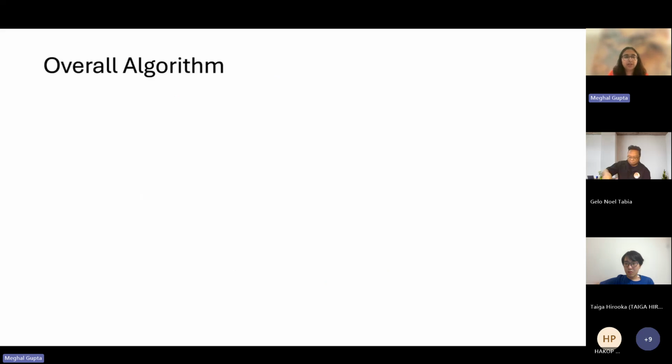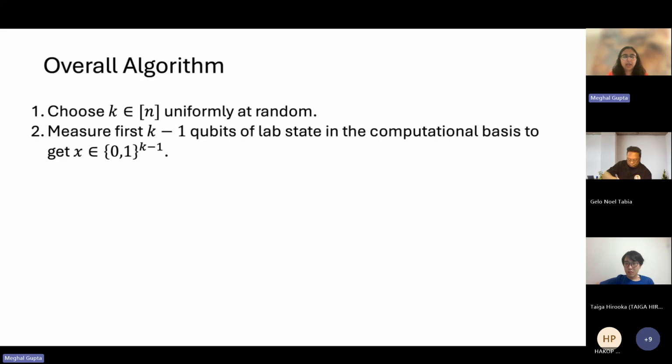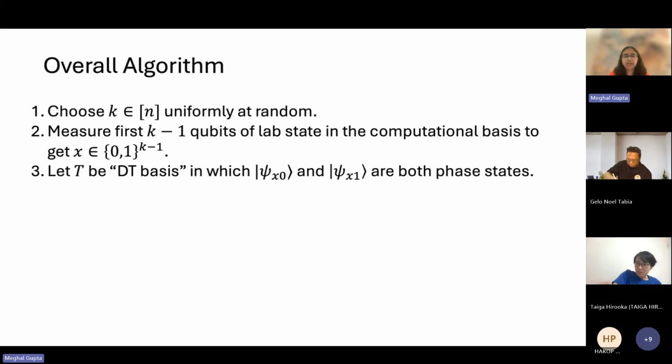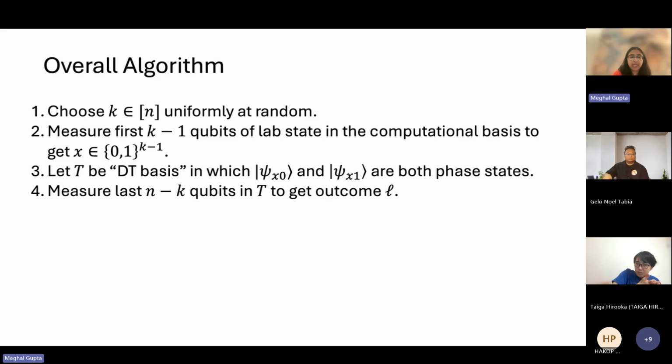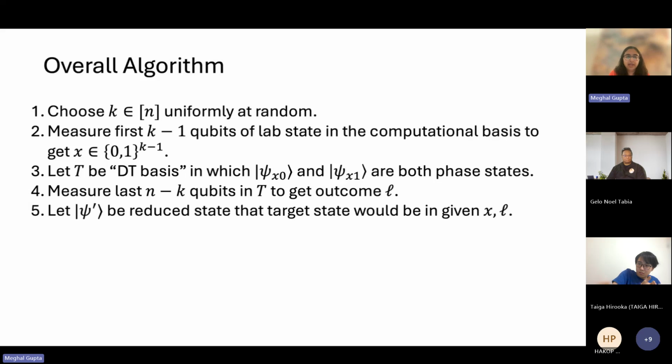So let me just state the overall algorithm again, and then I'll pause for questions. The first two steps were we chose a layer k uniformly at random, and then measured the first k minus 1 qubits to reduce to some state lab x, and then run the rest of the algorithm on lab x. Then we chose T to be some basis in which psi x0 and psi x1 were both phase states. Then we measured the last n minus k qubits in this basis T, and got some outcome L.